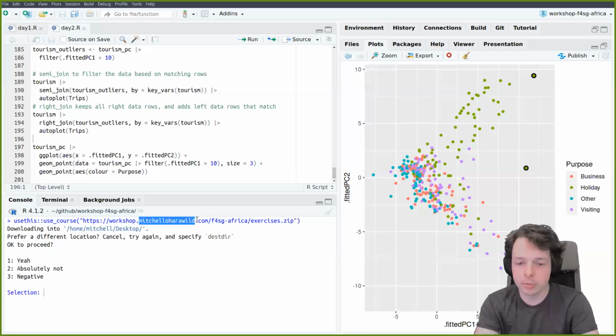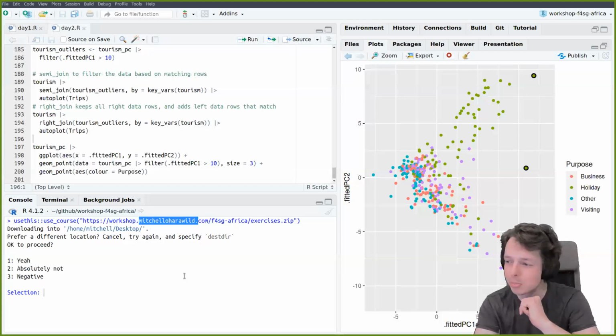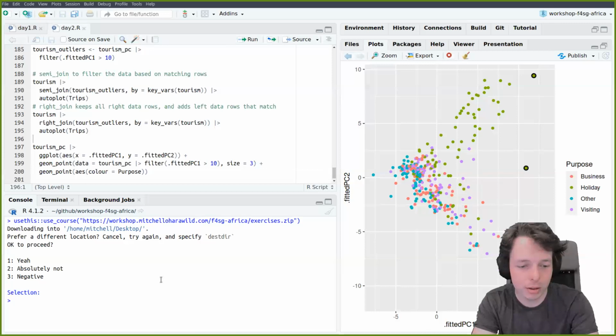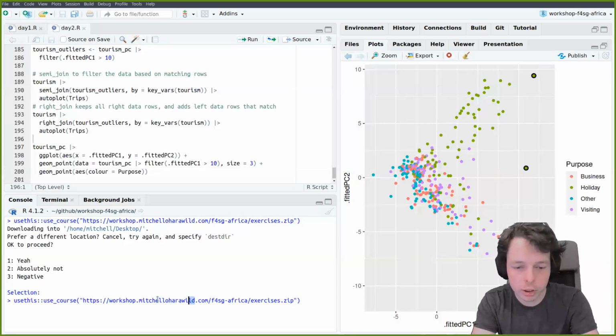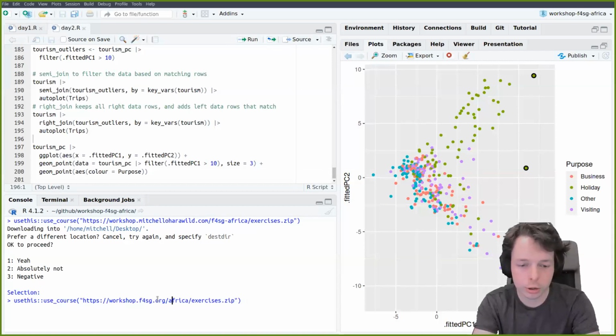I guess I need to update the link for this. It'll still work, but you'll get an old version of the exercises that doesn't have the data. I think we've found the problem. Okay, I will fix this as soon as we're done here. Sorry, that was my mistake. We changed the website around a little bit. ForecastingforSocialGood.org/AFRICAST.